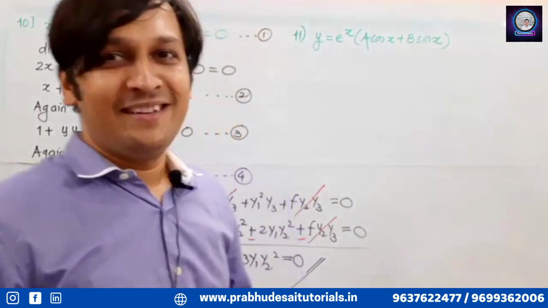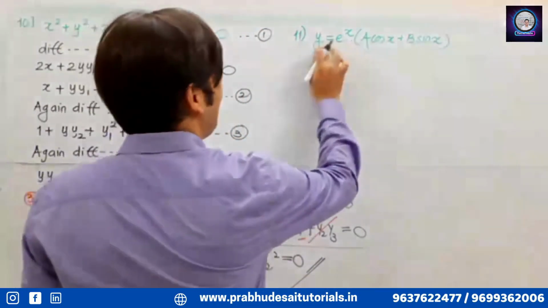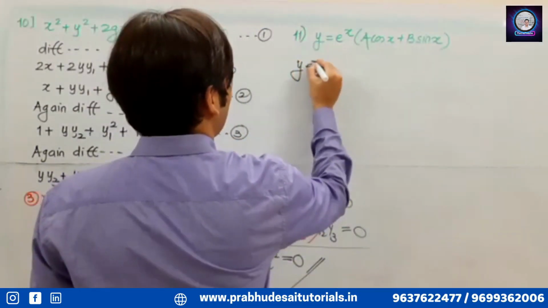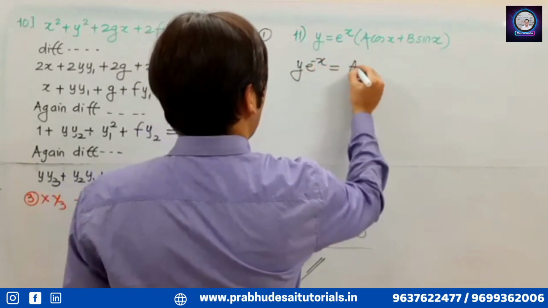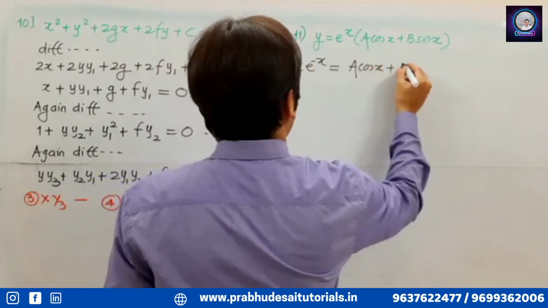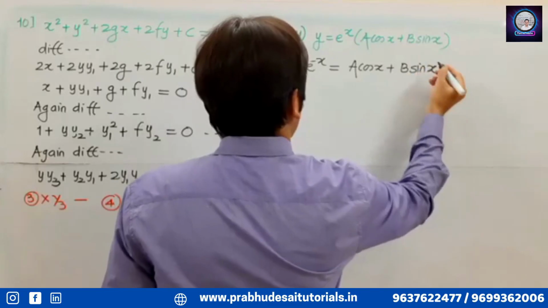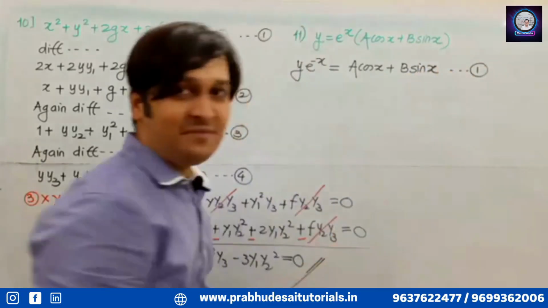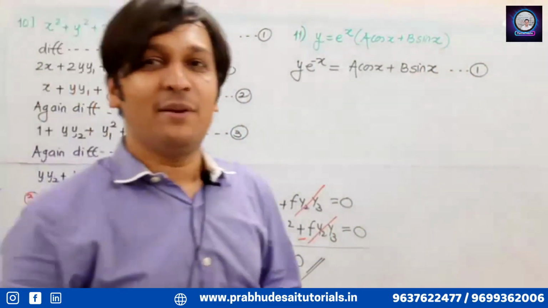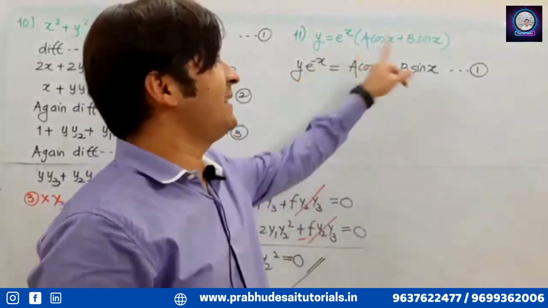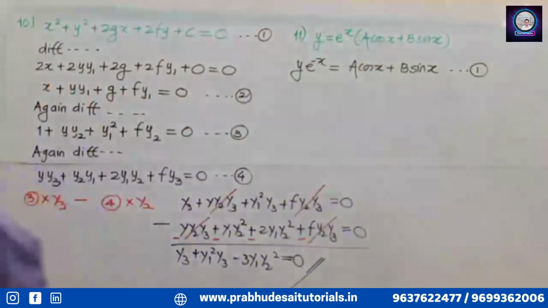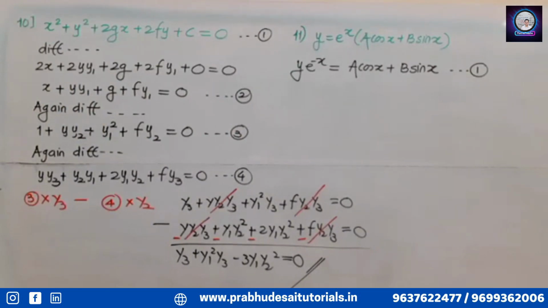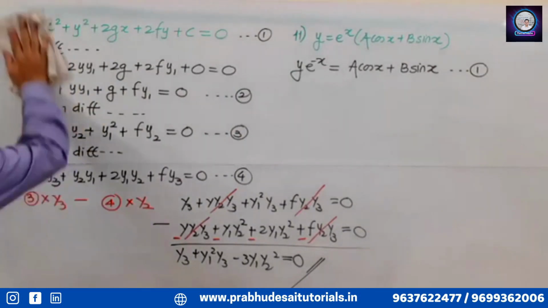Can I shift this to the left? So it will be y e raised to minus x is equal to a cos x plus b sin x. This is number 1. Why? Because this UV rule is a bit easier than that UV rule. The right side UV rule will be quite lengthy. Yes. Now can you all try this one?